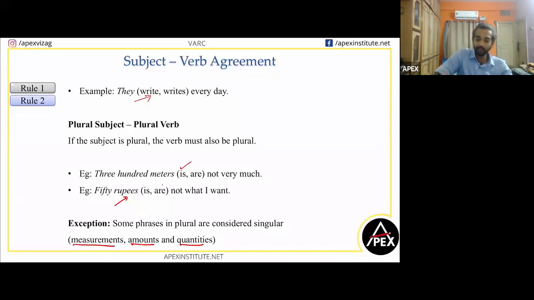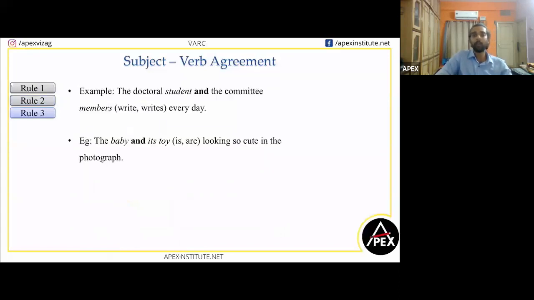So it'll be is and is. Now, whenever you have and, it's always going to be plural. Let us say that there is one person, Ram, and another person, Sita.